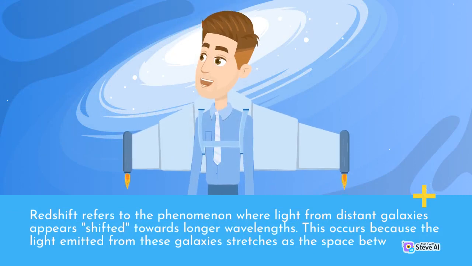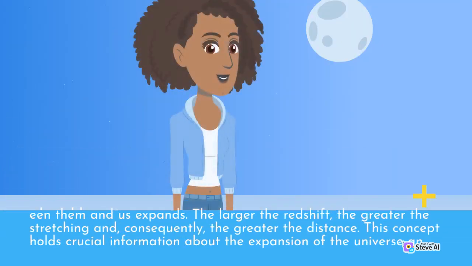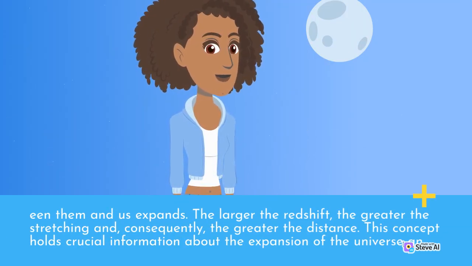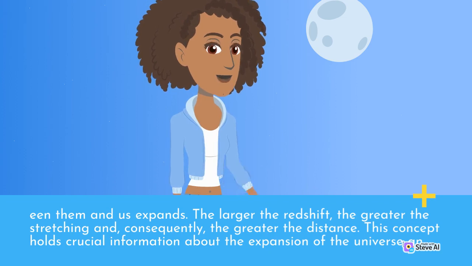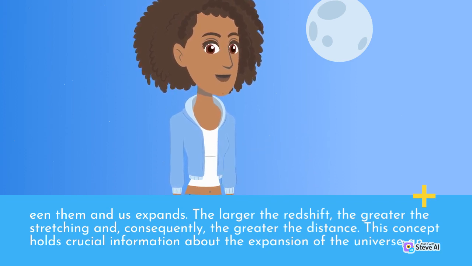Redshift refers to the phenomenon where light from distant galaxies appears shifted towards longer wavelengths. This occurs because the light emitted from these galaxies stretches as the space between them and us expands. The larger the redshift, the greater the stretching and, consequently, the greater the distance.